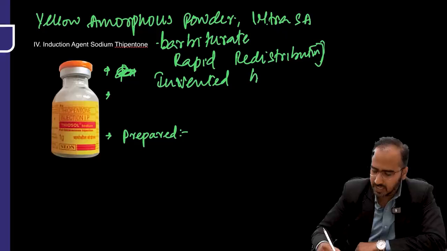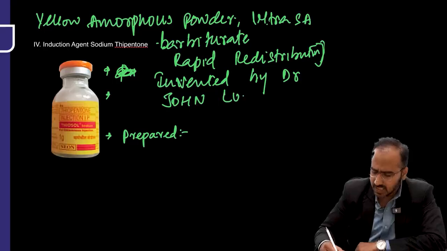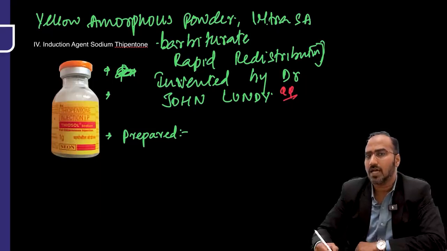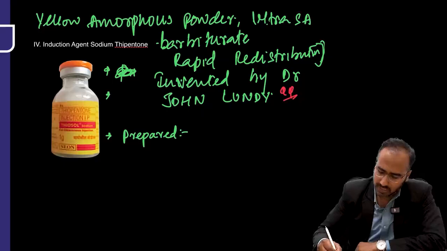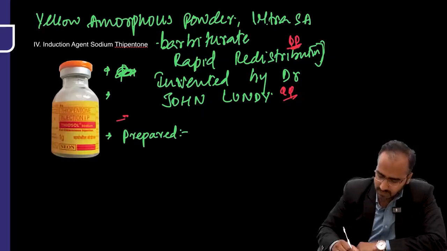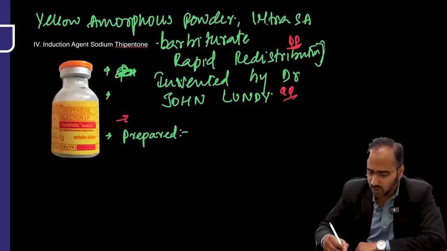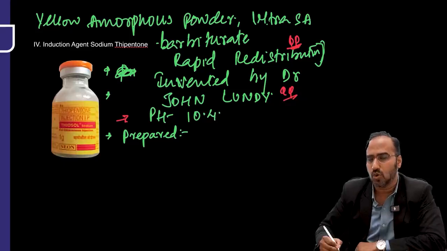Sodium thiopentone was invented by Dr. John Lundy. Now you must be thinking, we have just discussed John Lundy somewhere. John Lundy was the person who gave the term balanced anesthesia, and he discovered sodium thiopentone. Very important. Next, what is the pH of sodium thiopentone? The pH is 10.4.